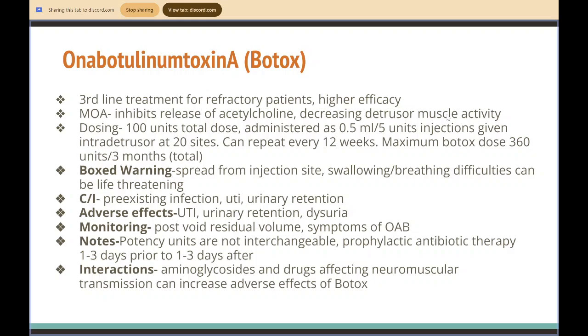Interactions. Aminoglycosides, and drugs affecting neuromuscular transmission can increase adverse effects of Botox. So when you do prophylactic antibiotic therapy, do not choose an aminoglycoside.